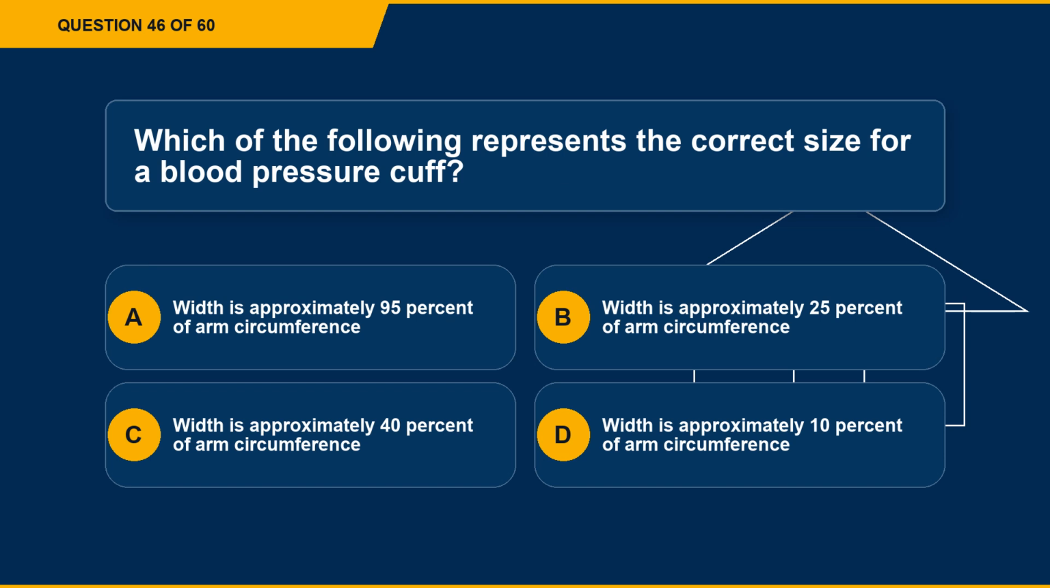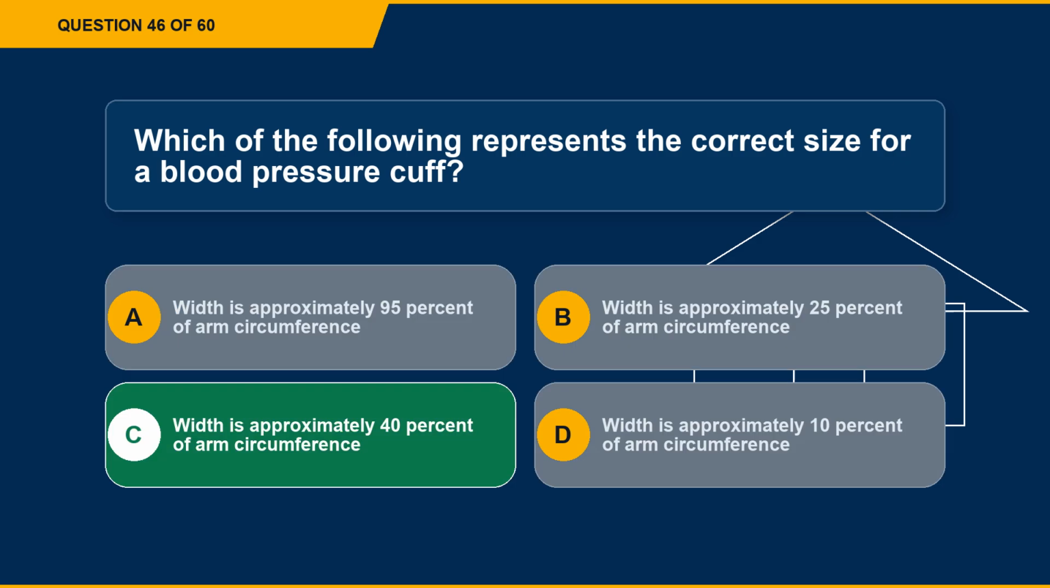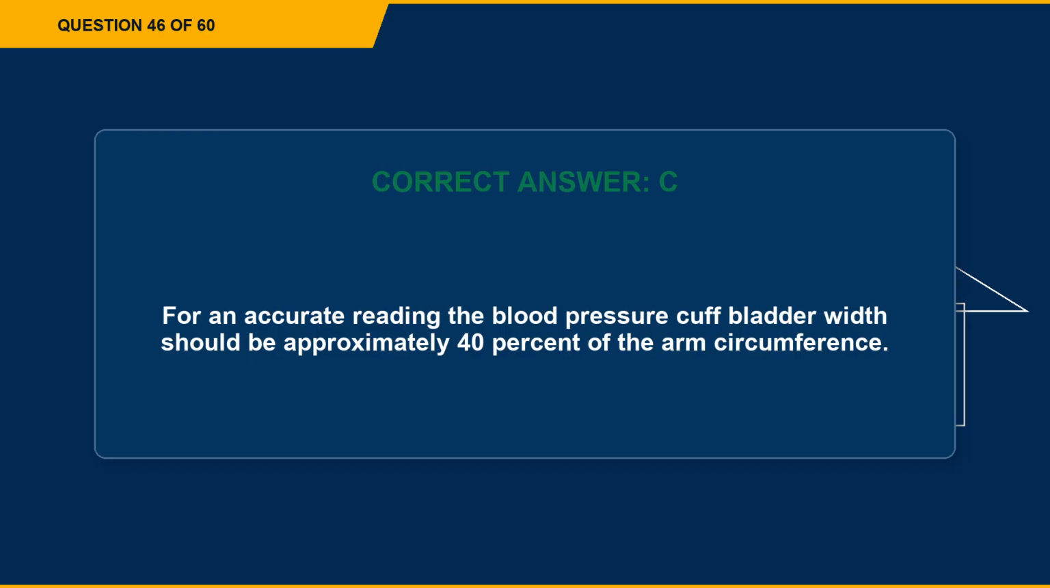Question 46. Which of the following represents the correct size for a blood pressure cuff? Option A, width is approximately 95% of arm circumference. Option B, width is approximately 25% of arm circumference. Option C, width is approximately 40% of arm circumference. Option D, width is approximately 10% of arm circumference. The correct answer is option C, width is approximately 40% of arm circumference. Explanation. For an accurate reading, the blood pressure cuff bladder width should be approximately 40% of the arm circumference.